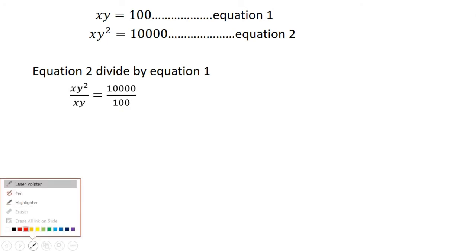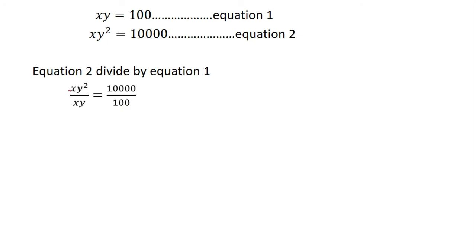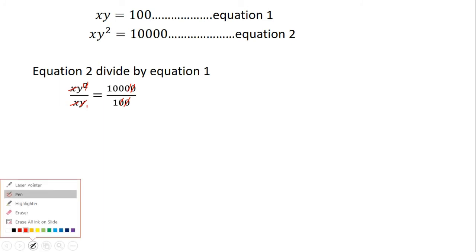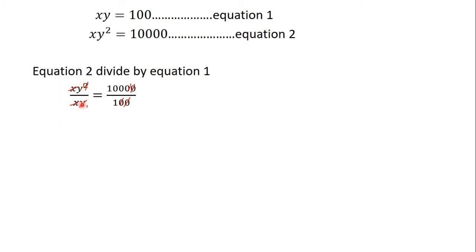So we are going to cancel some of these out. You see that x will cancel x, y will cancel one y from y squared, so we have y exponent 1. Here you have 0 cancelling 0, 0 cancelling 0. So on the left hand side we have y, and on the right hand side here we have 100, so y is equal to 100. So by dividing equation 2 by equation 1, we have found y to be 100.